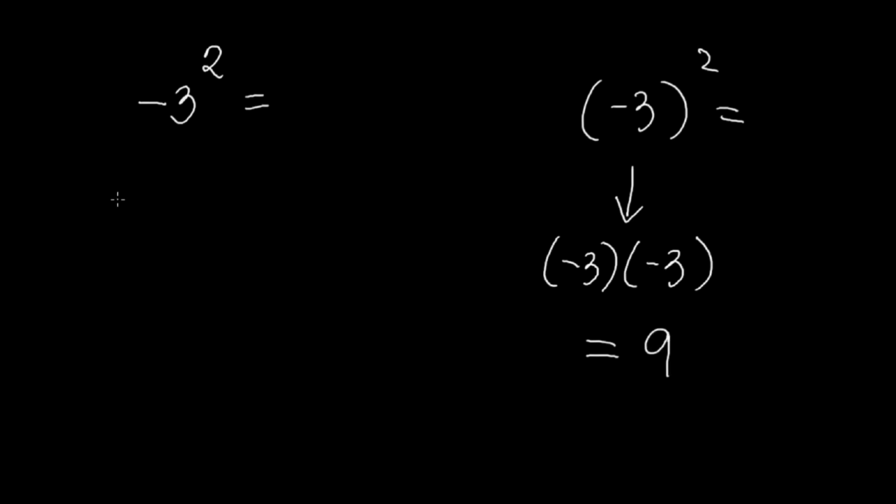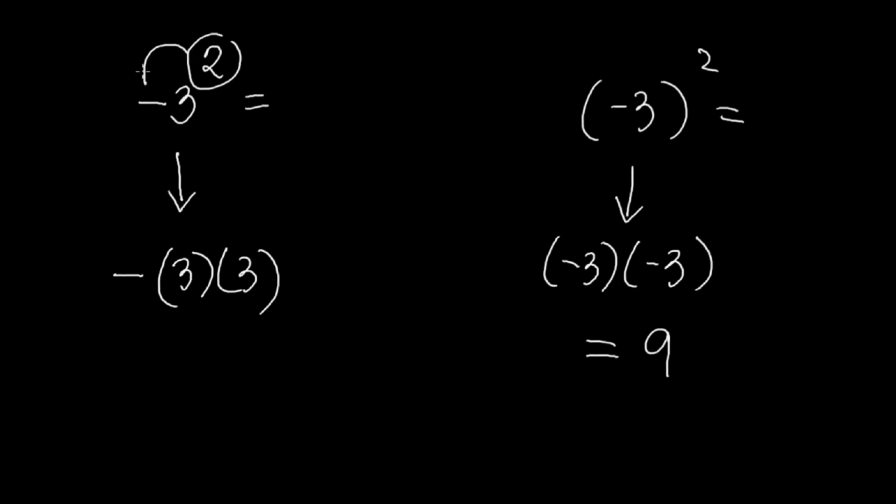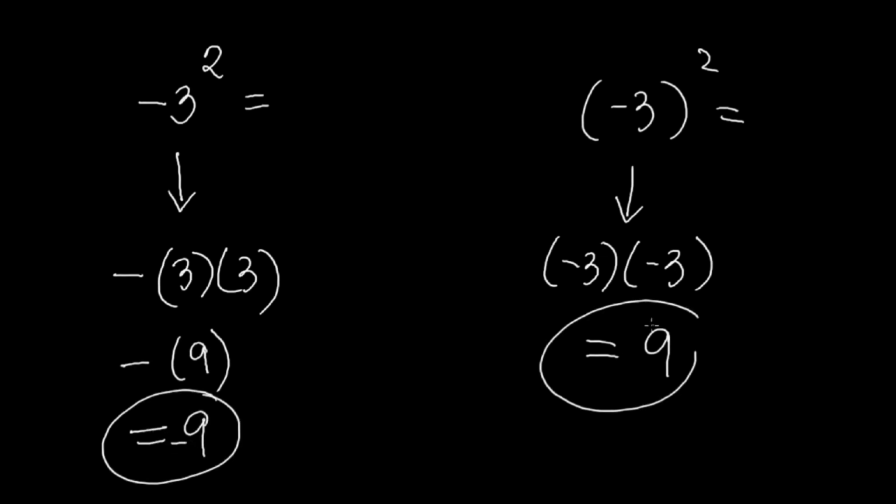Now, what we have here is one negative and two 3s. And as we observe here, the exponent 2 is not applied to the negative sign. So we only have one negative sign. So this is 3 times 3 equals 9, times negative, that is negative 9. Keep in mind the difference between the two.